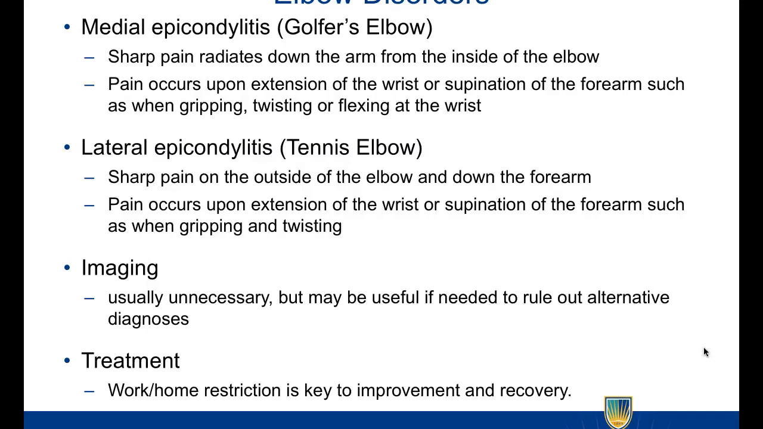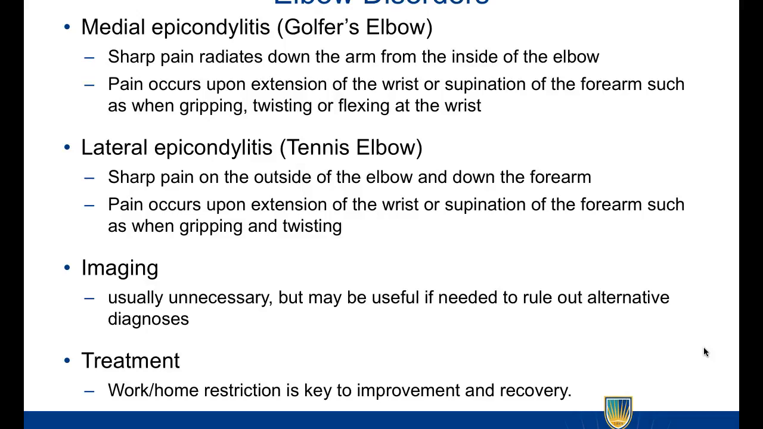Elbow disorders. Medial and lateral epicondylitis. Medial epicondylitis, popularly known as the golfer's elbow. Pain is often sharp in the medial epicondyle and radiates down the arm from the inside of the elbow. Pain occurs upon extension of the wrist or supination of the forearm, such as when gripping, twisting, or flexing at the wrist. There may be weakness in the hand or wrist as well, or numbness and tingling in the ring and little fingers. The difference between the two is based on location of the pain.